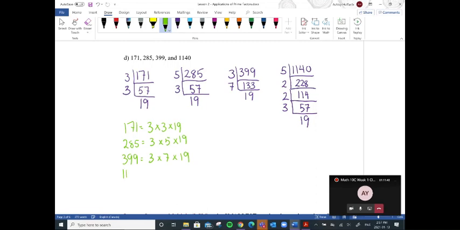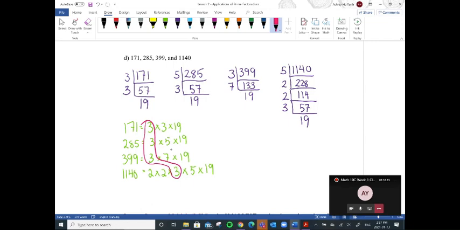399 is 3 times 7 times 19. And 1140 is 2 times 2 times 3 times 5 times 19. Okay, so what's common to all 4 of those lists now? The very first number, 171, has a 3, which exists here, here, and here. So there's one 3 in all 4 lists.